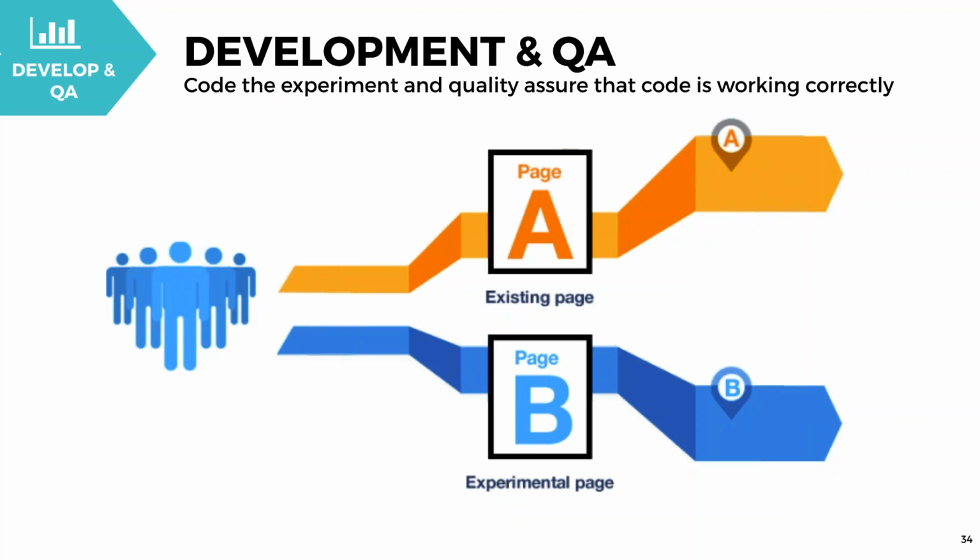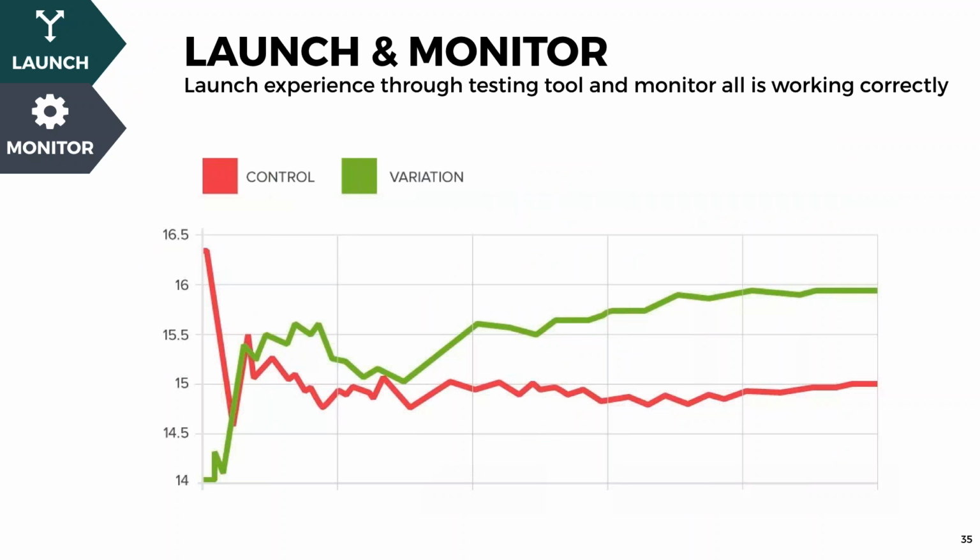And this is where we code the experiment and we do extensive quality assurance to make sure that everything is working as it should. And once those are all developed and QA'd, then the fun part, we launch and monitor. And this is where we get to launch the experience through the testing tool that we've implemented and monitor, just to make sure that everything is working correctly as it should in the analytics.